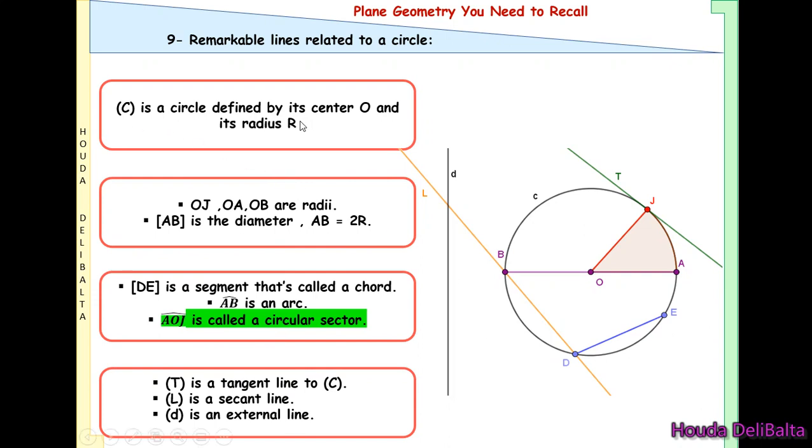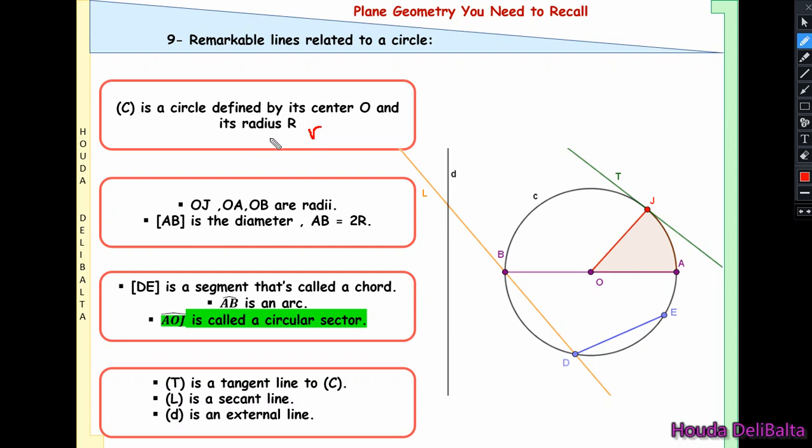First of all, a circle is defined usually by its center O and its radius R. So what defines a circle is its center O. Usually we name it O, but it can be named using any other letter. A circle is usually named like a capital letter C between parentheses. The radius is usually called R, in uppercase or lowercase as well. And here we can say that OJ, OA, OB are all called radii. So either R like this or r like this, no problem.